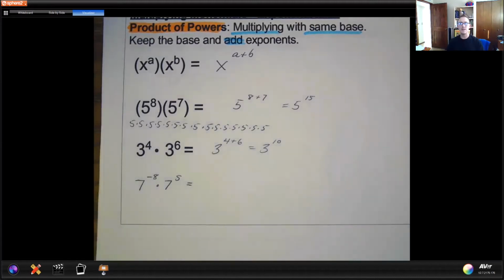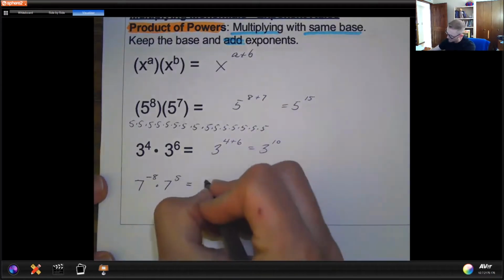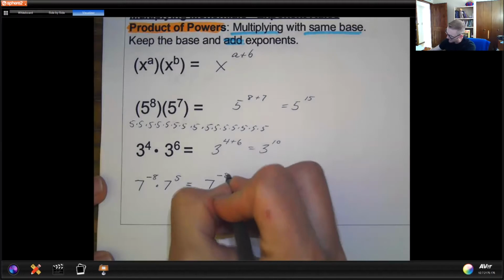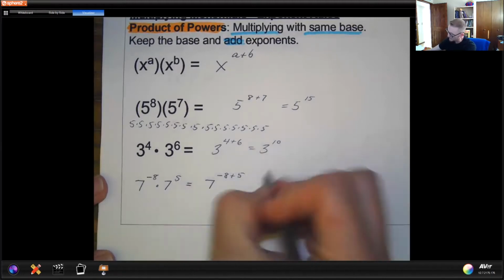What if I have a problem like this with a negative exponent? Now we're going to talk a lot more about negative exponents next week. But what I want you to look at with this is the rule of what do I do when they have the same base? I add the exponents. So this is going to become 7 to the negative 8 plus 5.